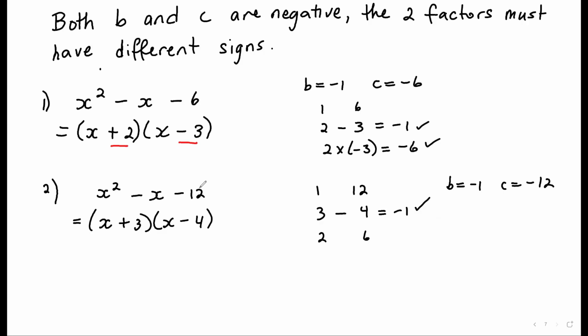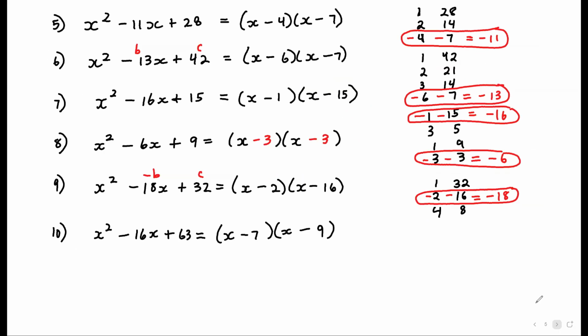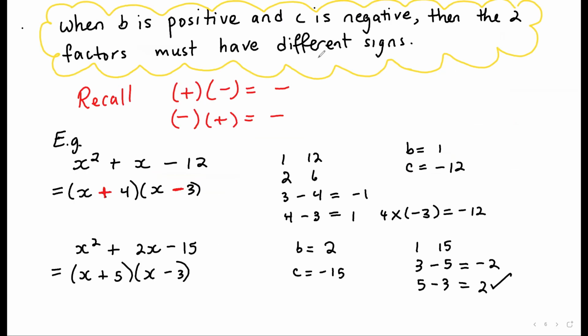Honestly, it really just depends on if C is negative. For all of this, if you've noticed, once C is positive, then the two factors will have the same sign. If C is positive and B is negative, then the two factors will both have negative signs. Oh, sorry, that's what we just did. And if C, however, is negative, then the two factors will always have two different signs.